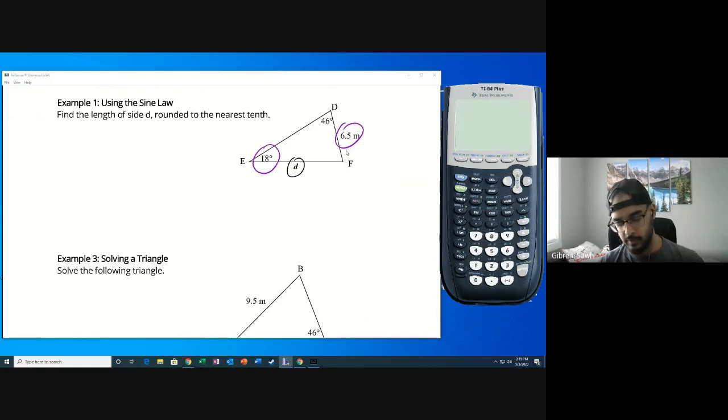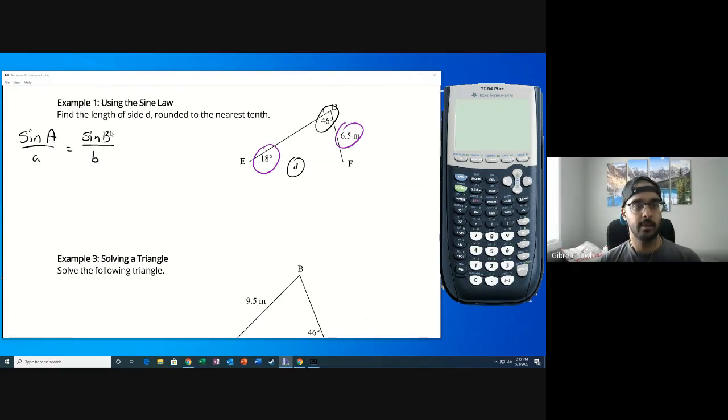Now, the other piece of information that I need is another side angle pair. So I have an angle of 46. The side I'm trying to solve for is its corresponding. So out of those four pieces of information, I know three of them, which means I can solve for the missing one. So our sine law formula then, sine of A over a equals the sine of B over b. Now we can start filling things in.